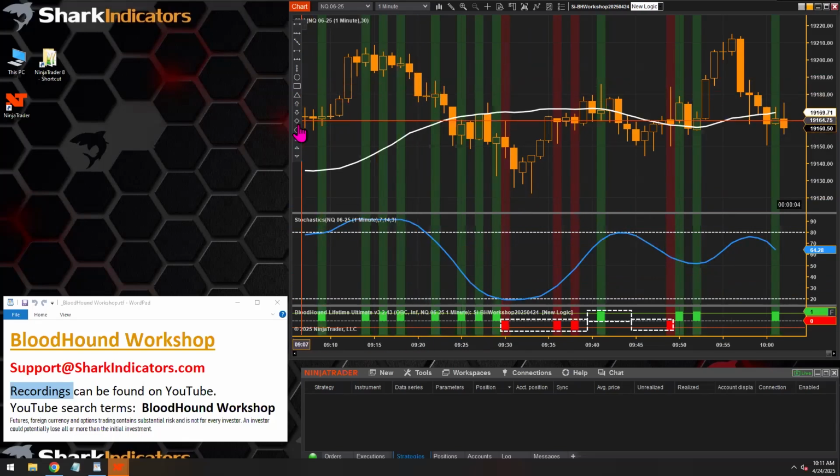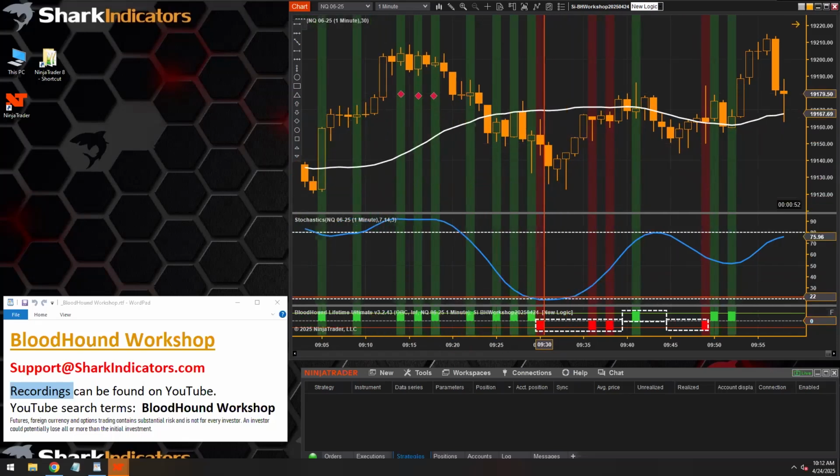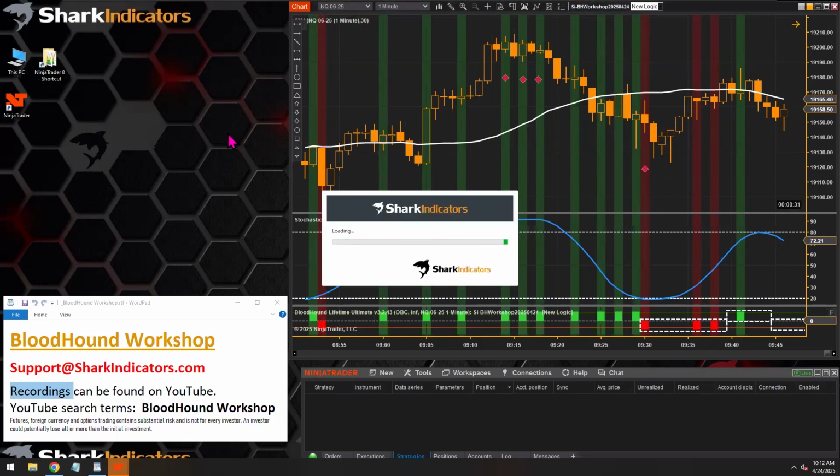So that means we're going to remove these long signals here. And possibly, it looks like we're going to remove this short signal here. It's hard to tell, but it looks like the stochastic could be below 20, or oversold, there. So, all right, let's get BloodHound back open.